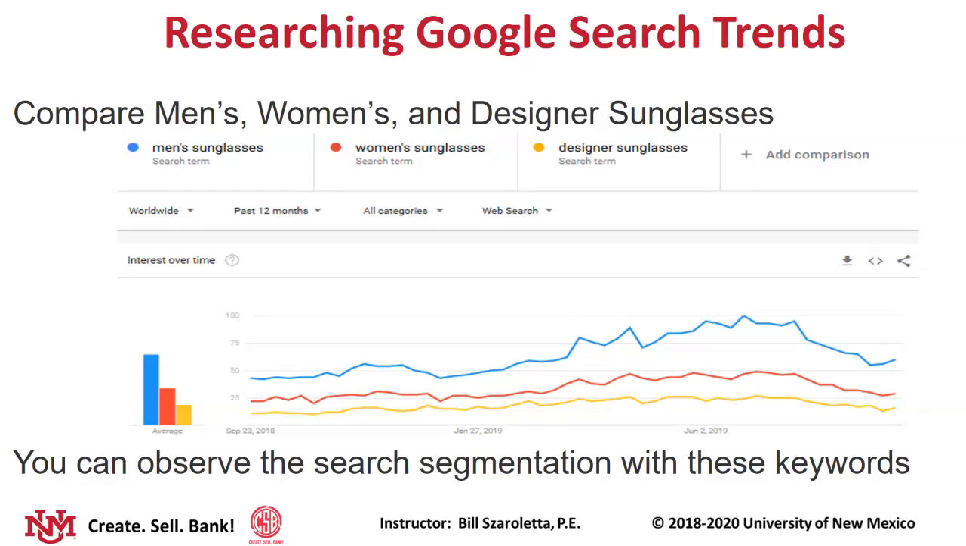Men's get searched for more, and that's in June, and that's the past 12 months. So then, you can see that the shape of the curve stays pretty much the same. Now we have, from a previous class, a website called Sunglasses Gold. I'm not going to get into that. We'll talk about that later, but it has sunglasses.